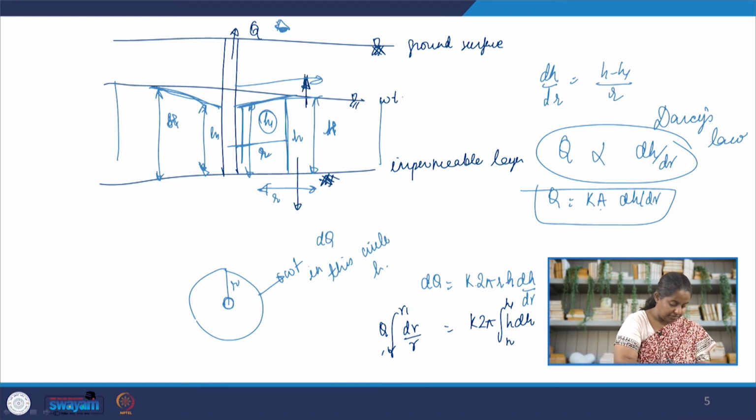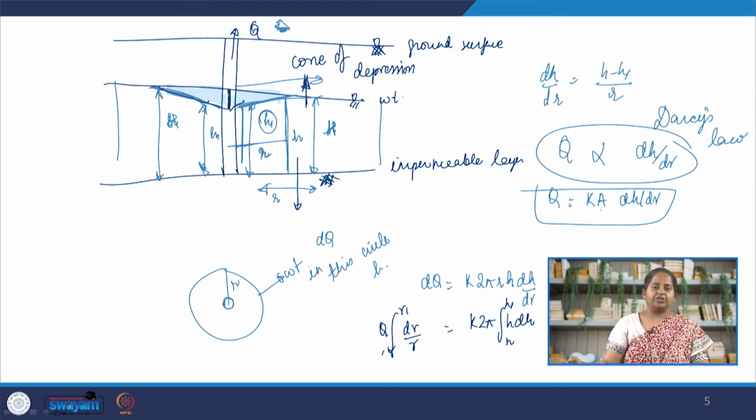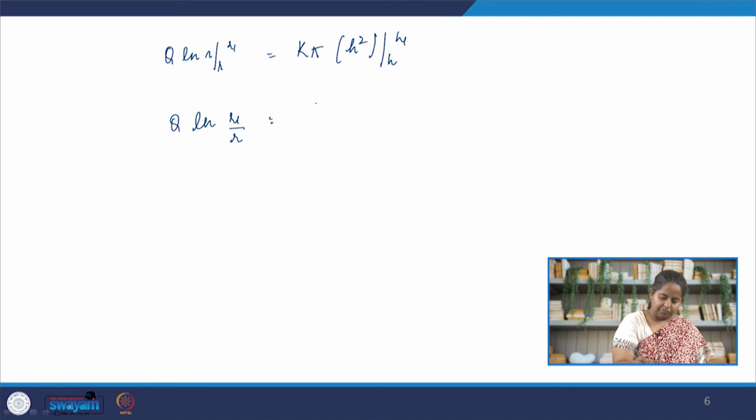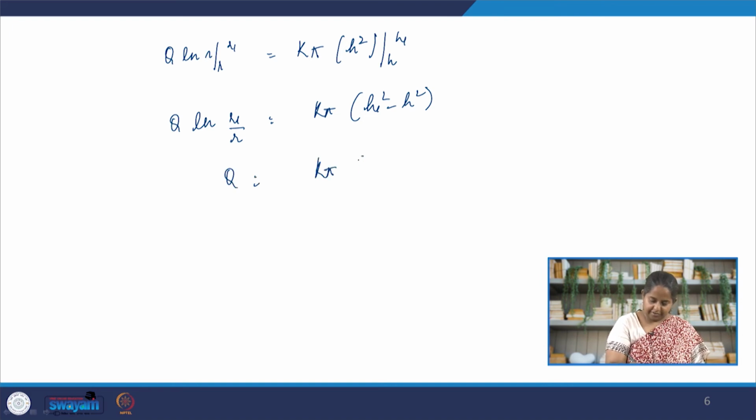By the way, we are referring to this as depression. In fact, there is a technical term for it, it's called the cone of depression, because if you look at it, this is actually a cone of radius r, and this maximum differential is its height. Okay, so when we integrate this, we'll get Q is given by K pi (h1 squared minus h squared) divided by the natural log of r1 by r.